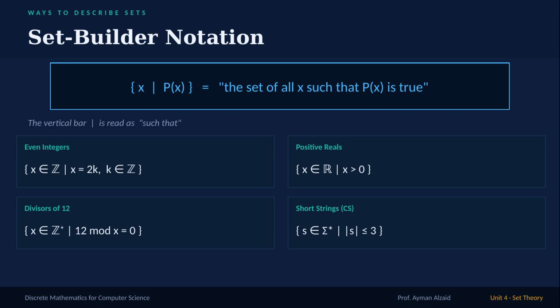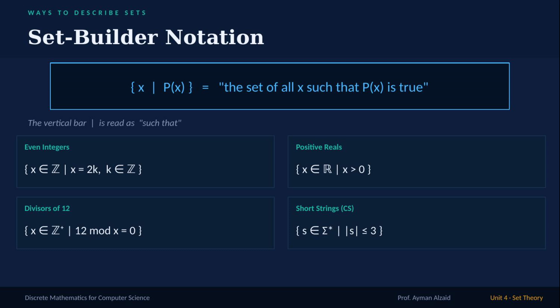The second way to describe a set is set builder notation, which is far more powerful and compact. Instead of listing every element, we describe the property that all elements share. The general form is the set of all x such that some property P of x is true. The vertical bar is read as "such that." Look at the examples on screen.